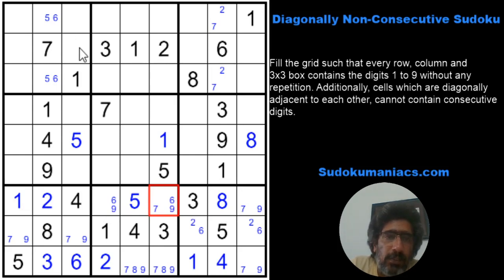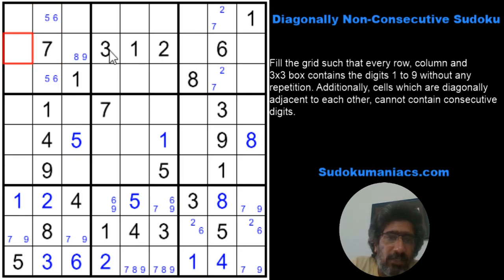Now 2, 3 cannot be here, so what are my options? 4 also can't be here, so this would be an 8, 9. Now can I have a 4 here? If this was a 4, because the 4 is locked in column 1 in box 1, right? But this cell is diagonally adjacent to both these, so irrespective of where the 5 comes, the 4 cannot be placed here, correct?